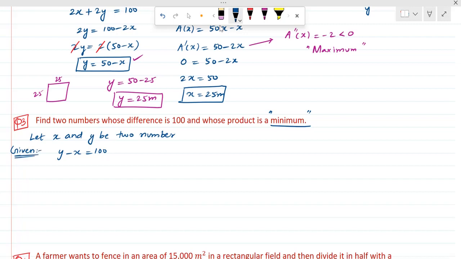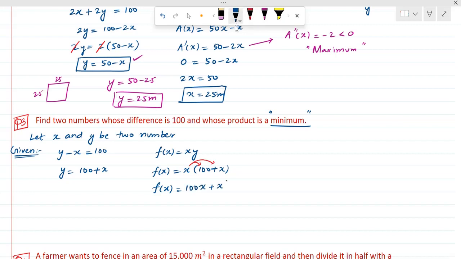And what is the next one? It is given here, the product is minimum. So I will write the function f of x equals the product. From this I will reduce y: y equals 100 plus x. So I write it here: x times (100 plus x). It is the same rule. I multiply inside first, I multiply inside the x value. So what will you have?